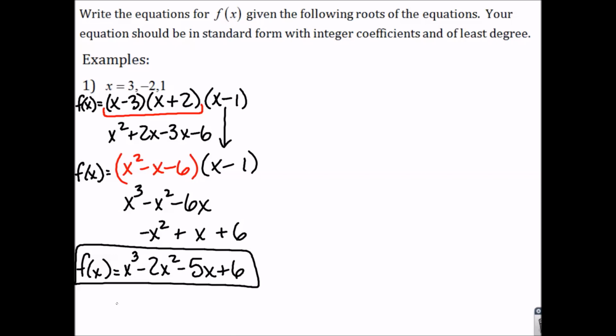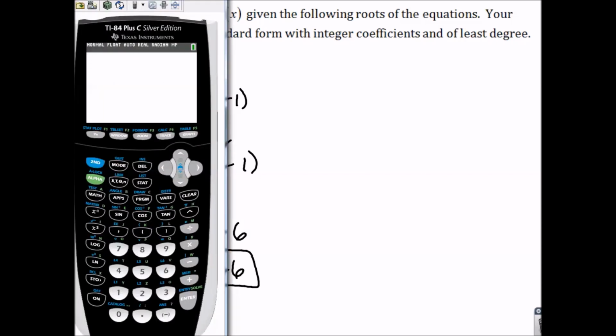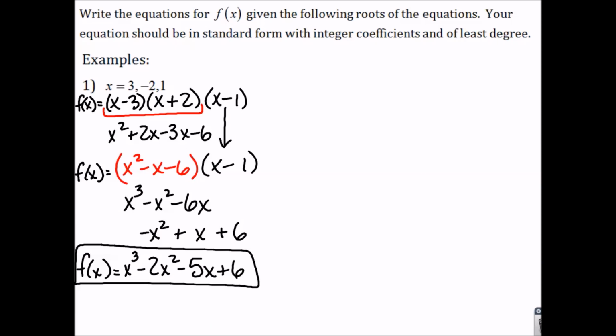You can check your answers by taking the calculator, going to y equals, type in the equation that you got as your answer. So this graph gives us negative 2, 1, and 3 as our roots, which is what we were given at the beginning of the problem. Let's try one more.